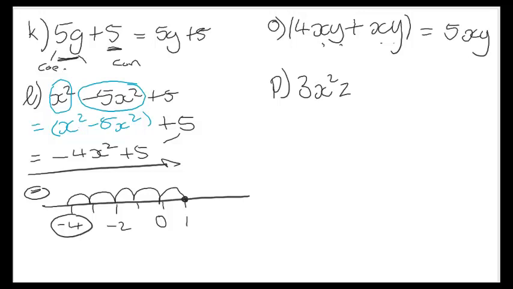Question P states 3x squared z minus x squared z. So I look at my variables. x squared z and x squared z are the same. Therefore, these two can be added or subtracted to each other. They are like terms. So once I know that, I know my answer is going to be x squared z. What I need to know is what the coefficient is going to be. 3 minus 1 is equal to 2. My answer is 2x squared z.